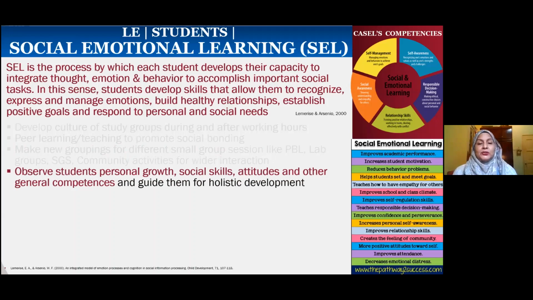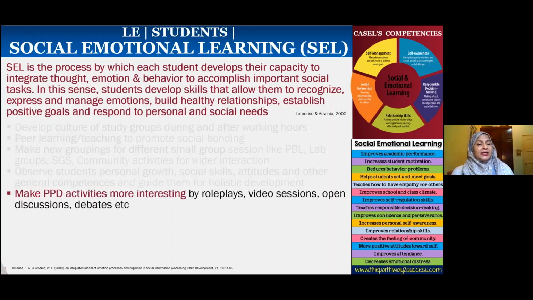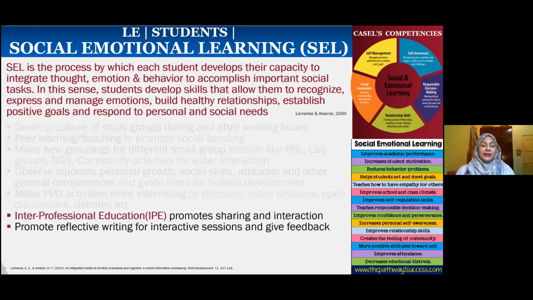Observe students' personal growth, social skills, attitudes, and other general competencies and guide them for holistic development. Make PPT activities more interesting by role plays, video sessions, open discussions, and debates. Interprofessional education promotes sharing and interaction. It is a very good way in which you can learn more about, for example, the nursing staff and the pharmacy people, how they work, and all that. It's a very interactive session. Practically, I was organizing it for one of the universities, and it was really fun to have those interprofessional education sessions. Promote reflective learning for interactive sessions and give feedback.